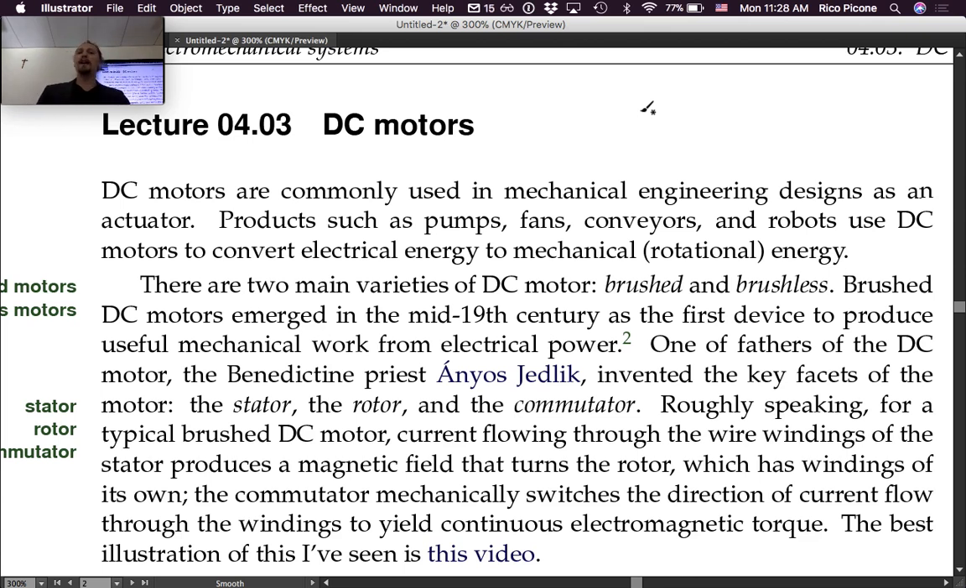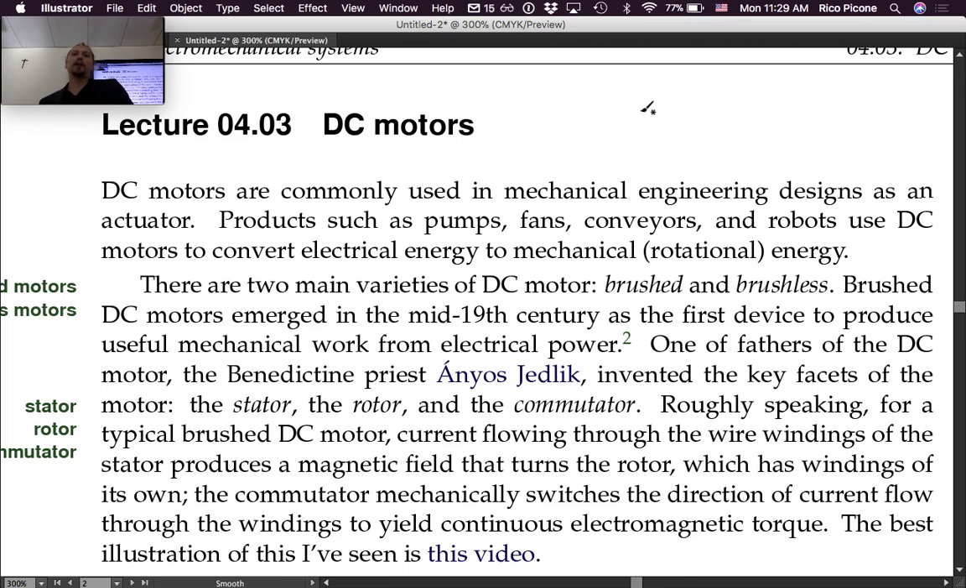Okay, so DC motors are commonly used as an actuator. Products such as pumps, fans, conveyors, and robots use DC motors to convert electrical energy to mechanical rotational energy. There are two main varieties of DC motor, brushed and brushless. We're going to focus on brushed in this class, and I'll talk a little bit more about brushless later on in the lecture. If you understand the brushed DC motor, you can understand the brushless. The operating principles and the characteristics of them are different, but the basic idea is the same.